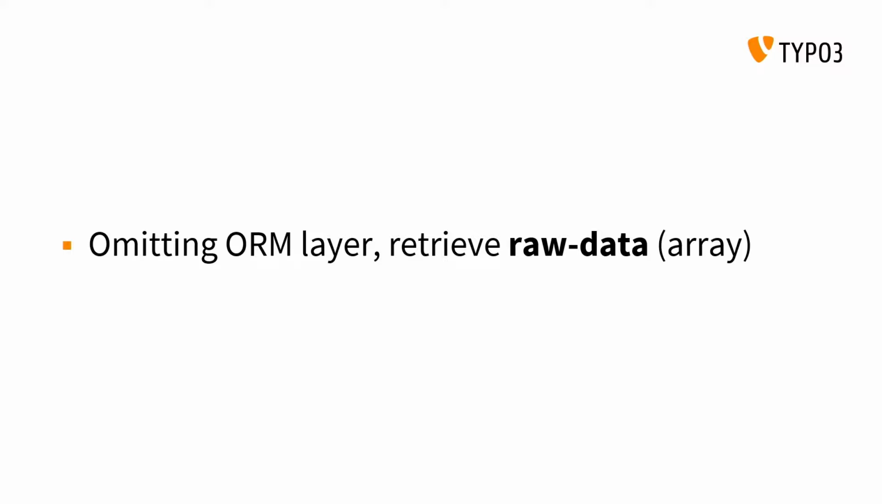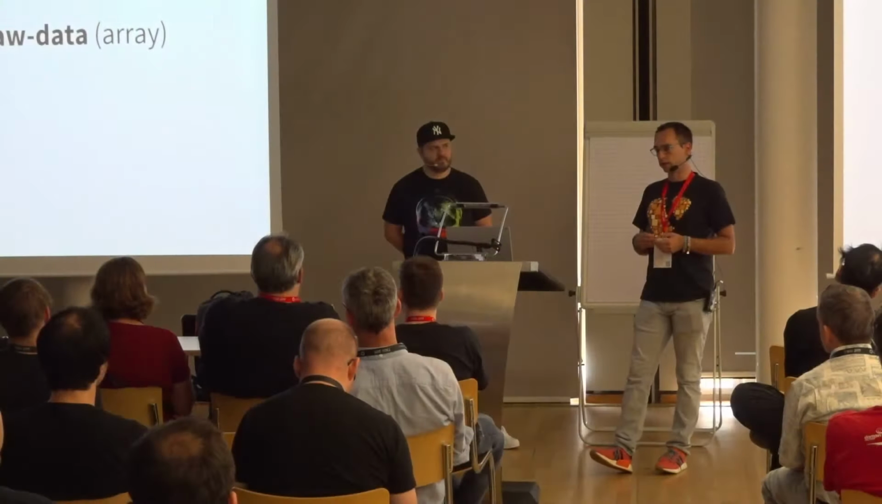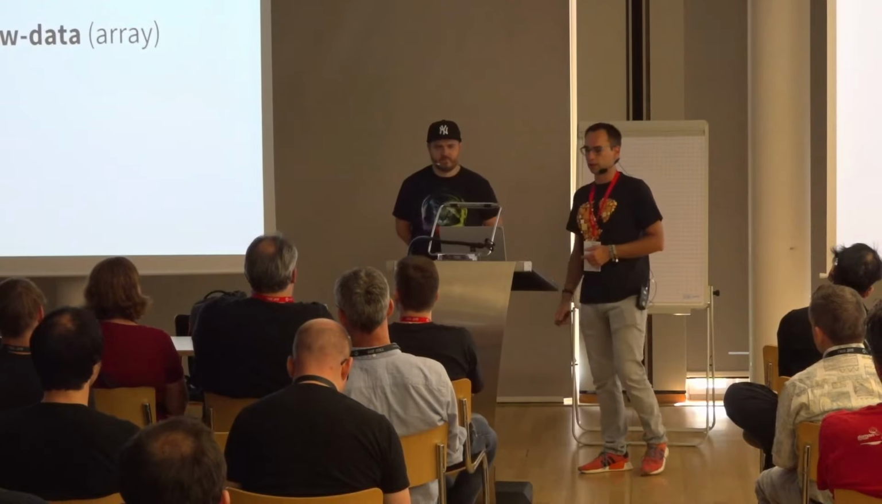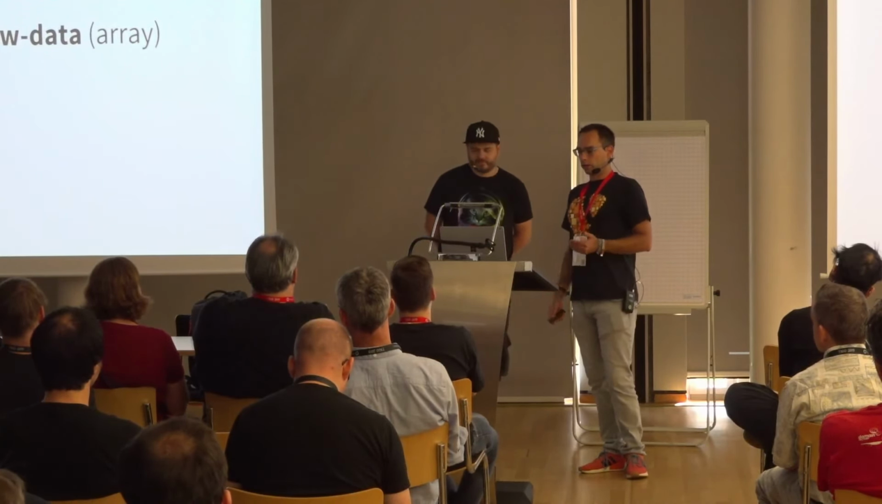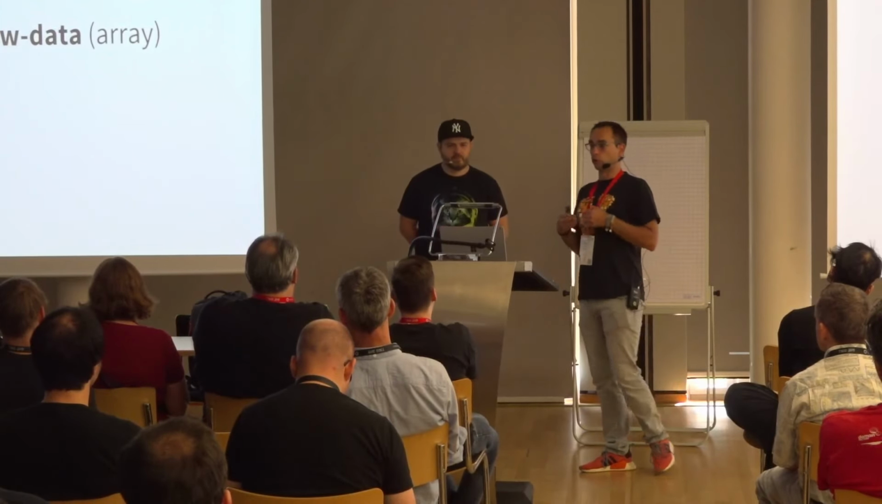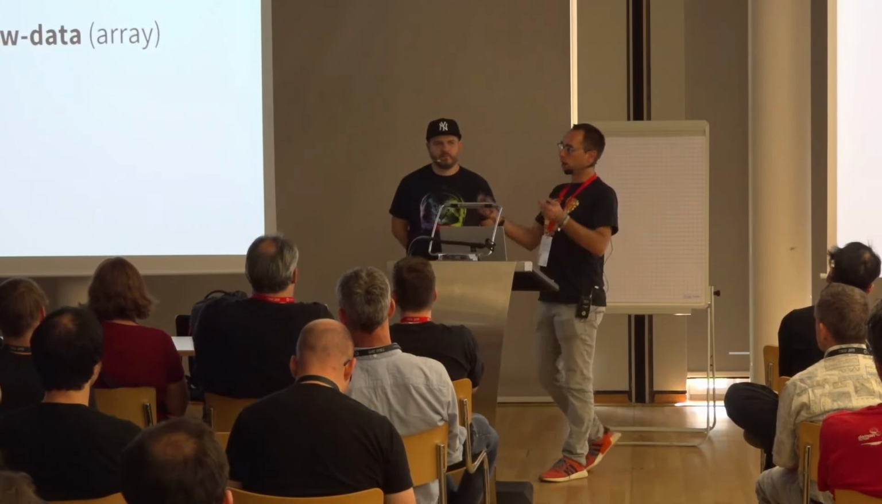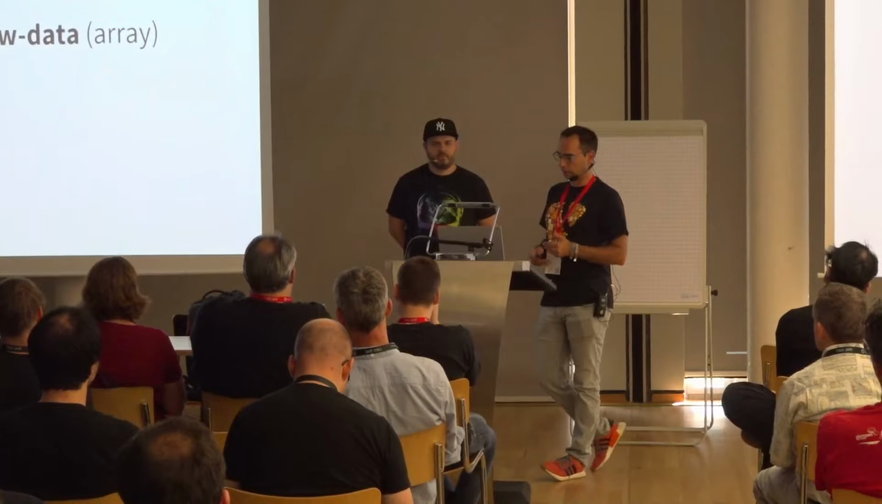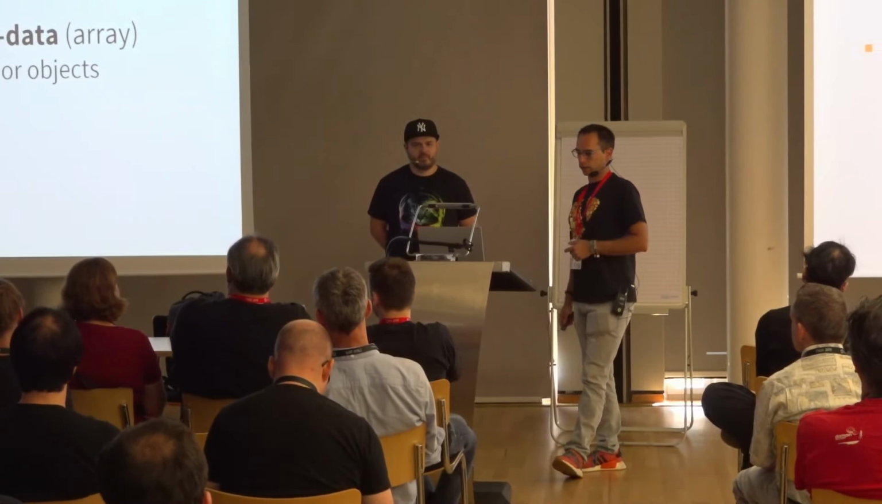So you're using a repository, and you issue a query like show all cars, and then you get an array of objects that are reconstituted into cars. And of course, that takes time, because it's calculation, it has to do the reflection stuff on the PHP side. To avoid that, you can directly omit the ORM layer and retrieve raw data. That means you get back arrays, so you don't get back objects.